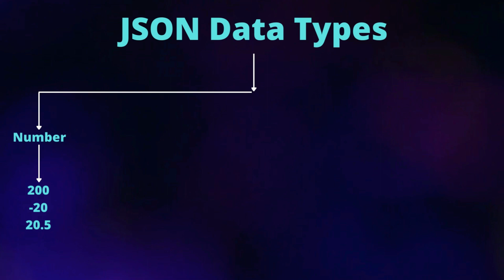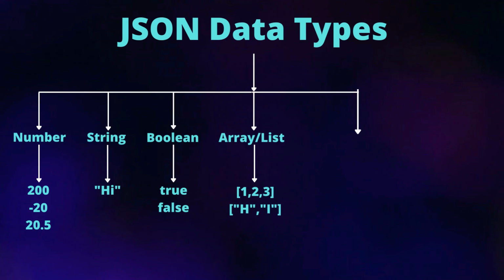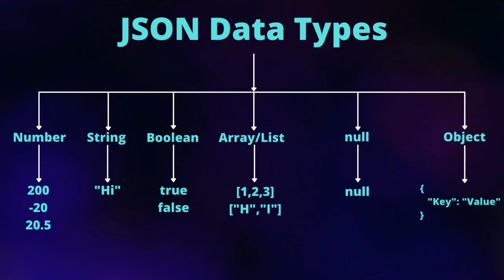JSON supports many data types. It supports number, and the number could be anything, could be integer, could be float, could be positive, could be negative, could be any number. It supports string, boolean, arrays, null, and objects. So we can actually have a JSON object nested within another big JSON object.